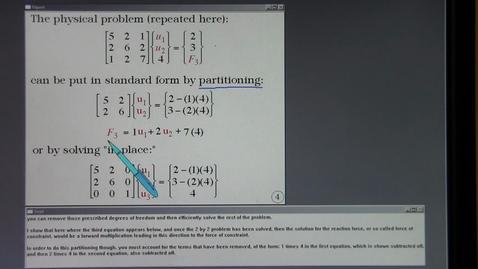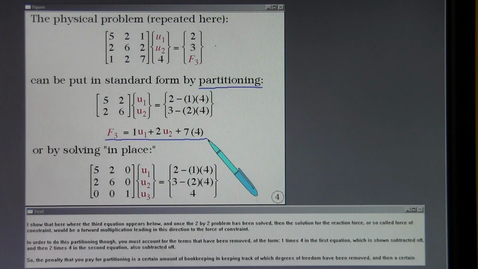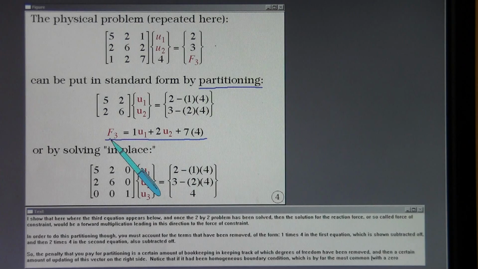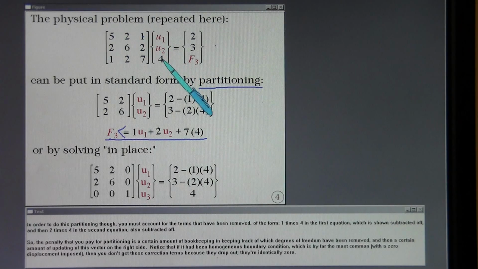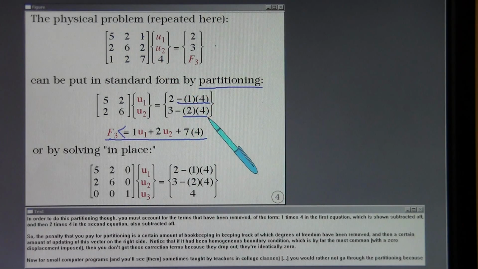I show that here where the third equation appears below, and once the 2x2 problem has been solved, then the solution for the reaction force, or so-called force of constraint, would be a forward multiplication leading in this direction to the force of constraint. In order to do this partitioning, though, you must account for the terms that have been removed of the form 1 times 4 in the first equation, which is shown subtracted off, and then 2 times 4 in the second equation, also subtracted off.